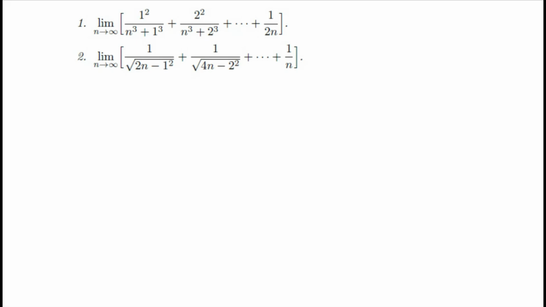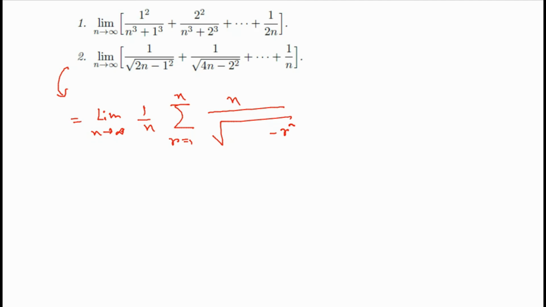Next problem is also similar. Let's see. Limit n tends to infinity 1 by n summation r equal to 1 to n, 1 by root of, minus r square will be there, because 1 square, 2 square, it's going like this, so 2r into n. The pattern is like this, so if r equal to 1 then 2, if r equal to 2 then 4, and like this.